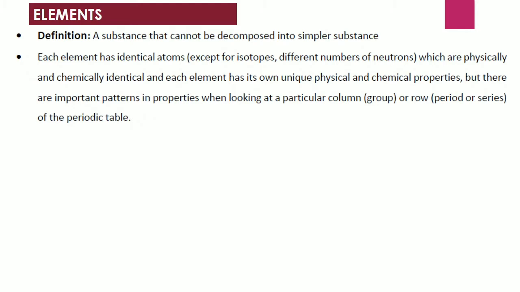An element is a pure substance that cannot be broken down into simpler substances by chemical means. So an element is made of one type of atom. They have identical atoms which are physically and chemically identical. Each element has its own unique physical and chemical properties, but there are important patterns we can see when we look at the elements down the vertical column or across the row in the periodic table.